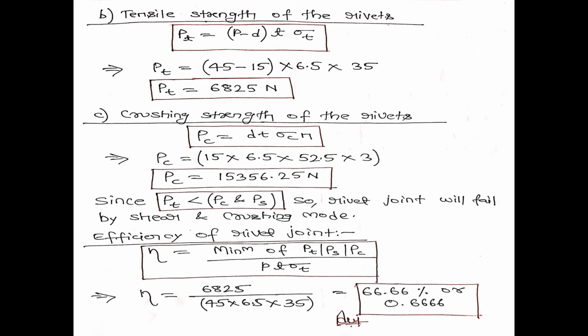This is the third part of the problem, and the last part of the problem is I need to determine the efficiency of the joint. I know that efficiency is the minimum value of either PT or PS or PC divided by P into T into sigma T. I can see that PT is having the least value, that is 6825, divided by P T sigma T. All the values are given in the problem. Just substitute all these values and get the efficiency. So finally you are getting efficiency as 66.66%.